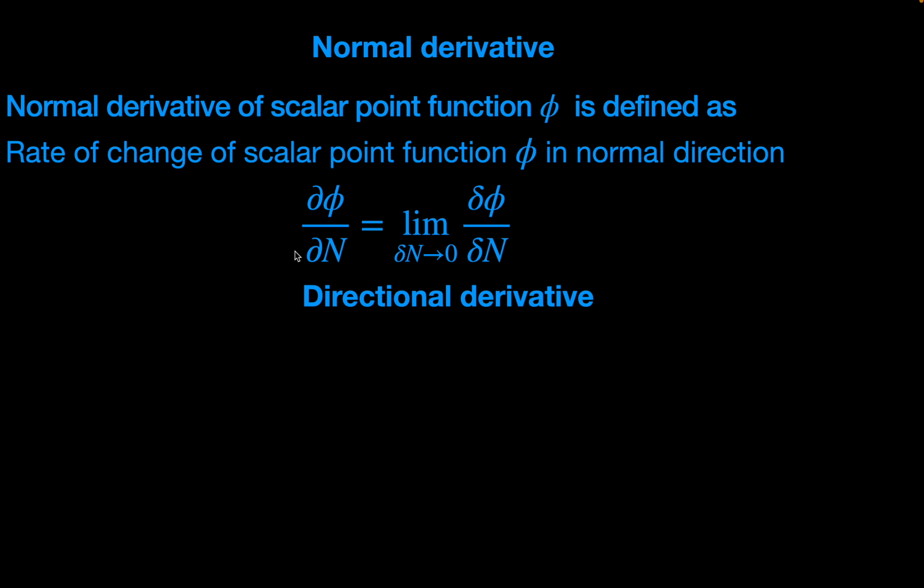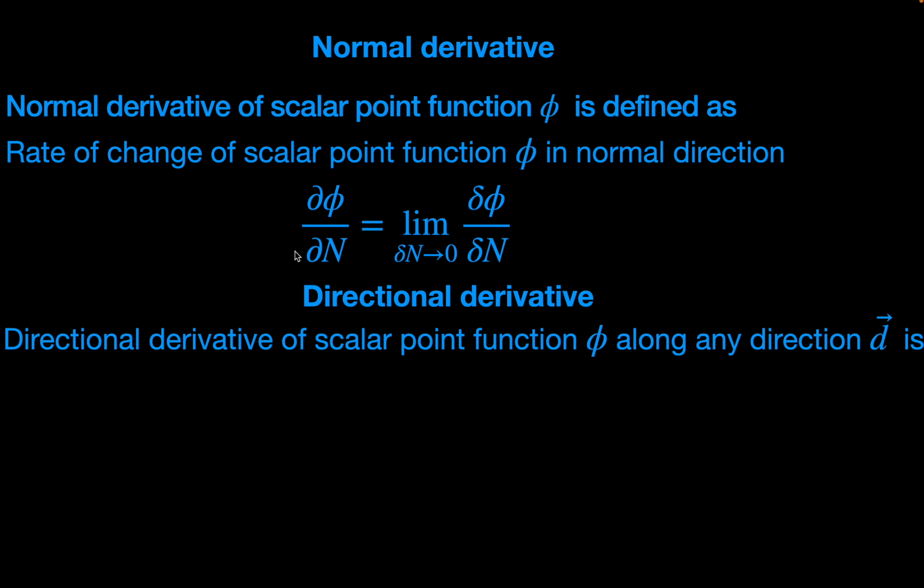Now let's define the directional derivative. The directional derivative of any scalar point function phi along the direction of vector d is defined as del phi upon del d, which equals limit delta d tends to 0 of delta phi upon delta d.